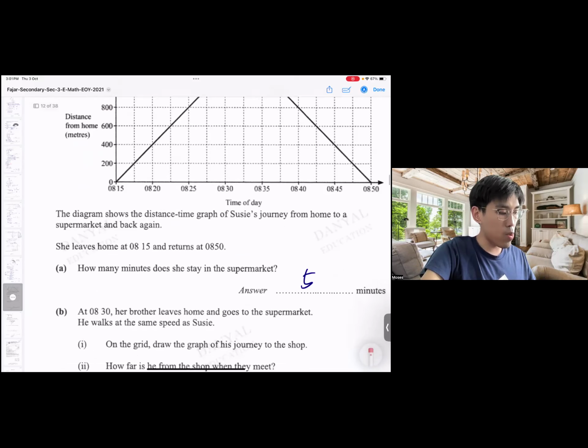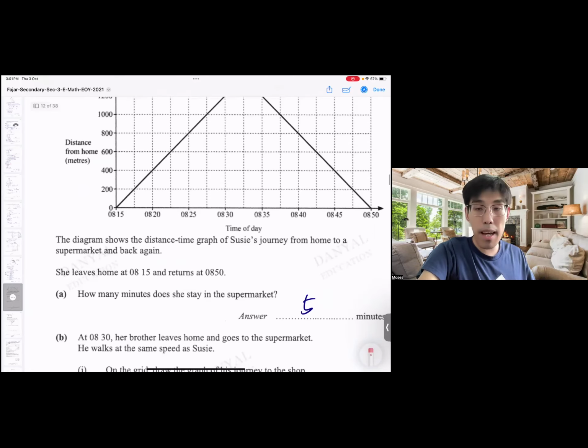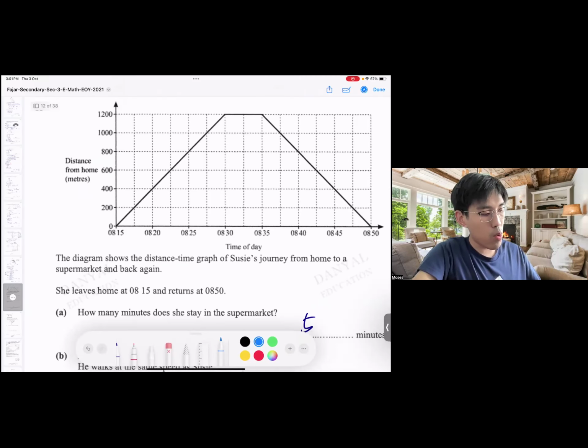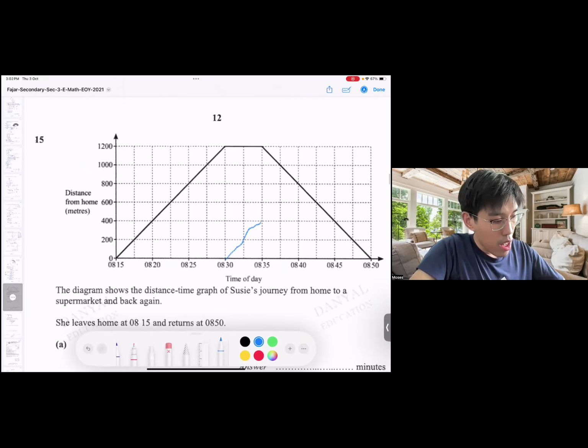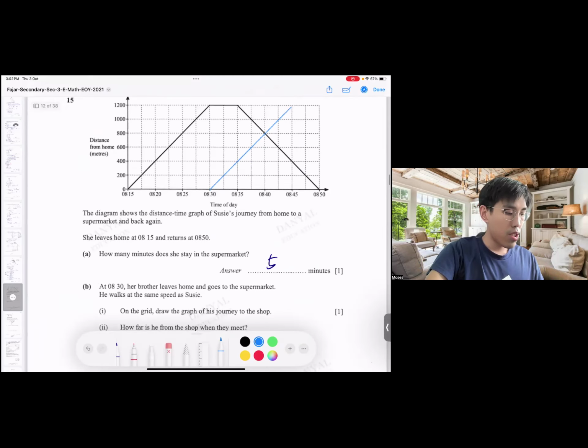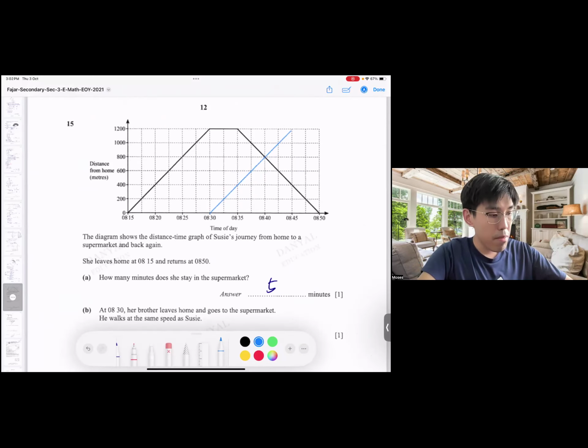At 8:30, the brother leaves home and goes to the supermarket. He walks at the same speed as Susie. Draw the graph of his journey to the shop. Okay, same thing. That means it's the same speed. Same speed means same gradient. So for the drawing, how do we draw? Here. Journey to the shop. Here. Because it must be the same distance from 0 to 1,200 meters.